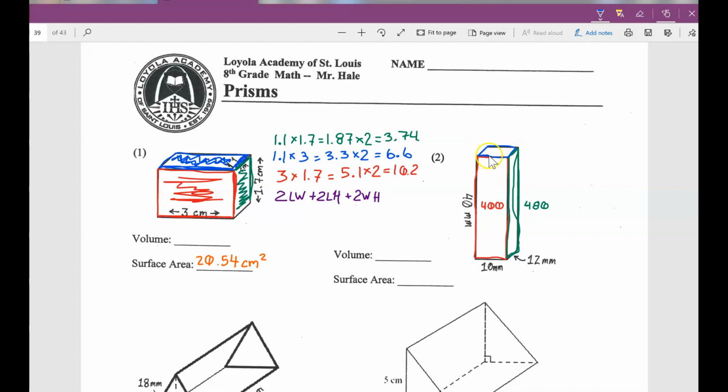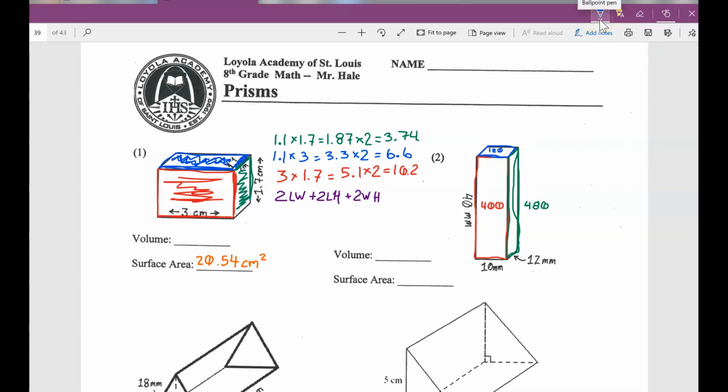Our top is going to be 10 across and 12 front to back. That would be 120. Okay? So I just found the area of each individual rectangle. 40 by 10 gives us 400. 40 by 12 gives us 480. And then 10 by 12 gives us 120.